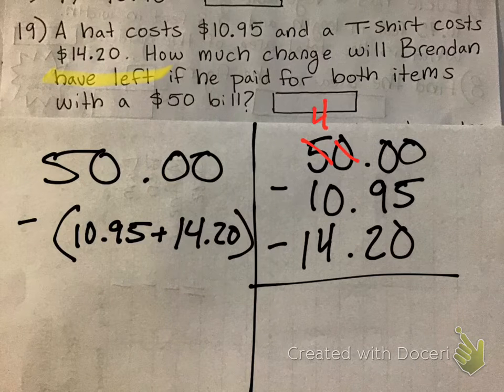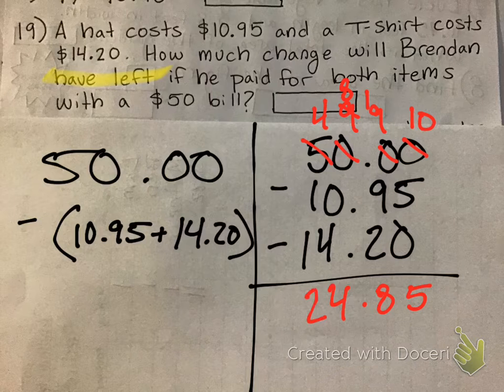Here, this becomes a 4, 9, 9, 10. 10 minus 5 is 5. 9 minus 9 minus 2, we can't do that. It becomes a 19. This becomes an 8. 19 minus 9 is 10. Minus 2 is 8. We drop our decimal. 8 minus 4 is 4. 4 minus 1 is 2. We get our answer to be 24.85. It works the same way if we did it the other way.